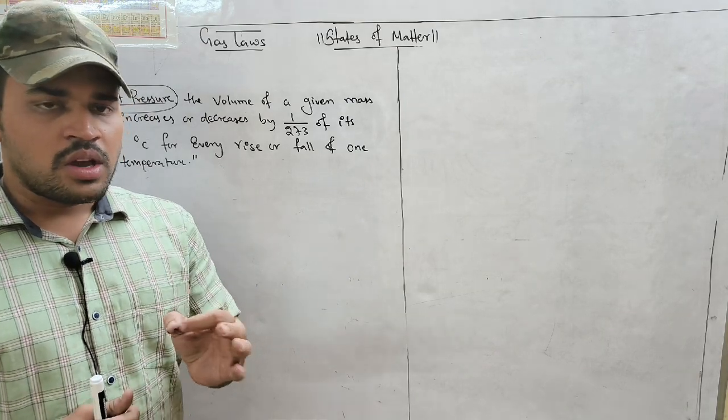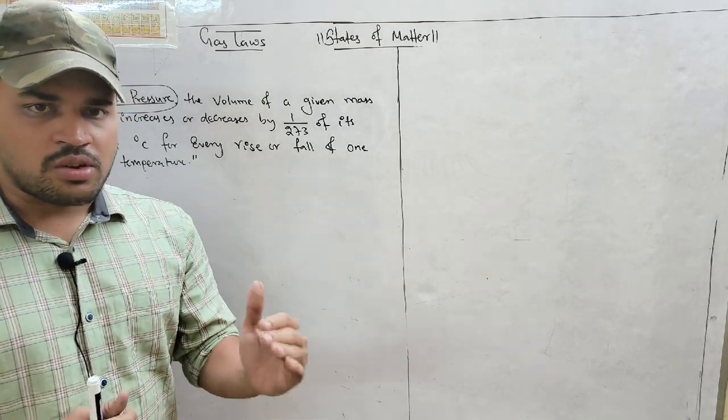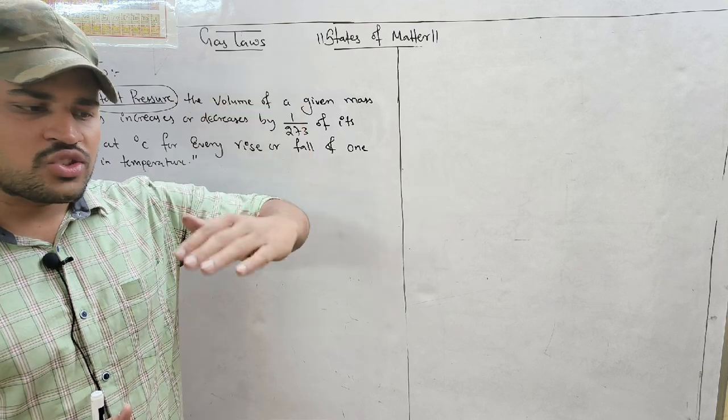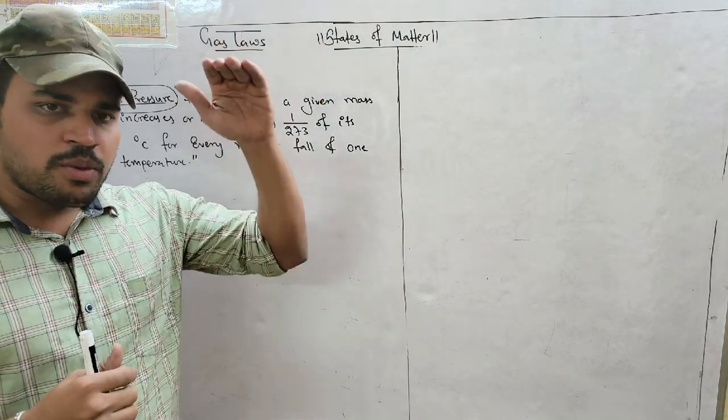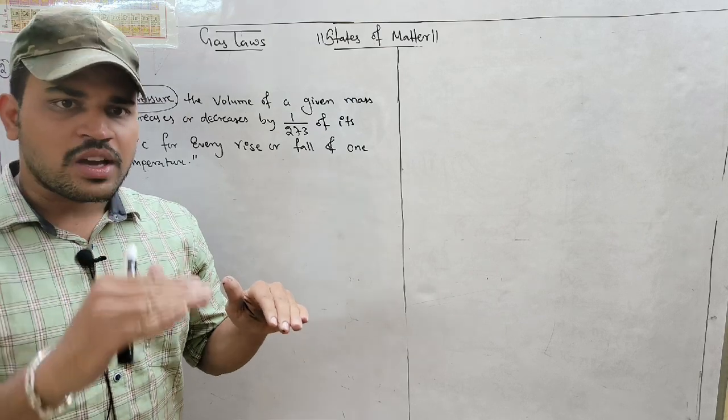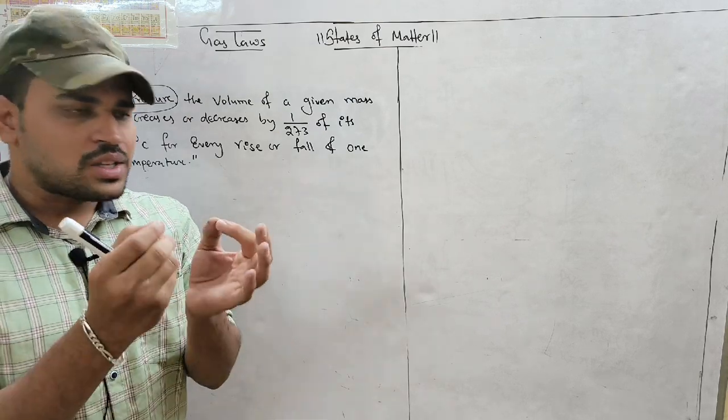What does it mean? When you keep the pressure constant, as temperature is increasing, the volume of the gas also increases. And if temperature is decreasing, the volume of the gas also decreases. So what is the concept here?